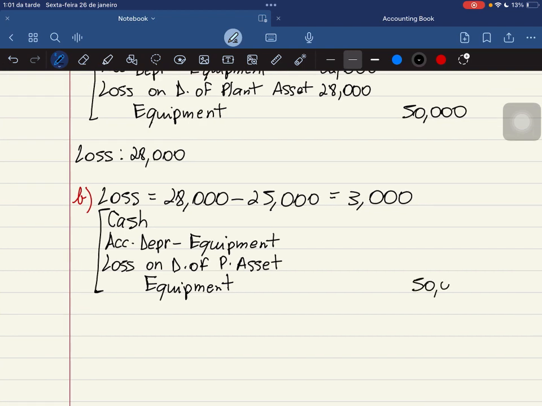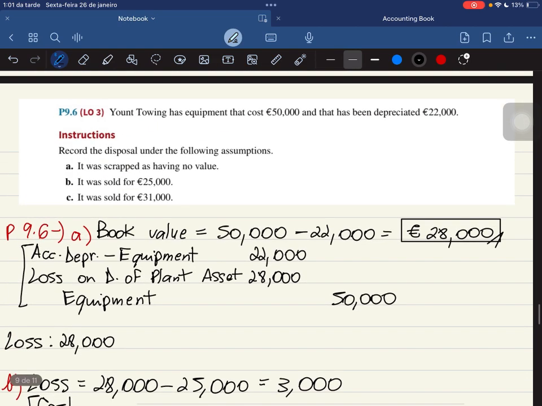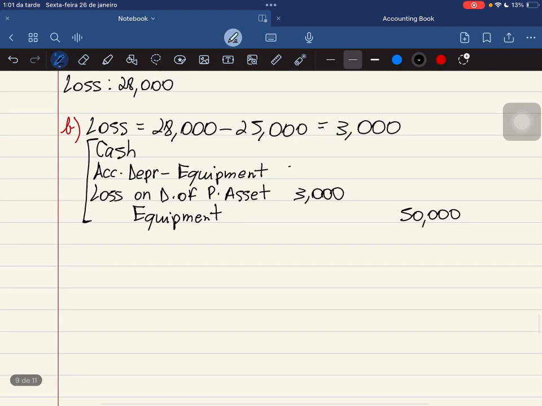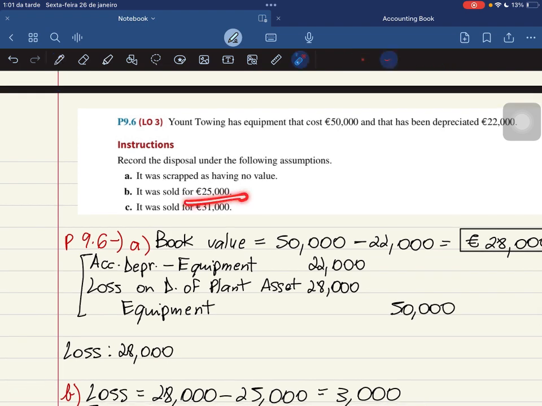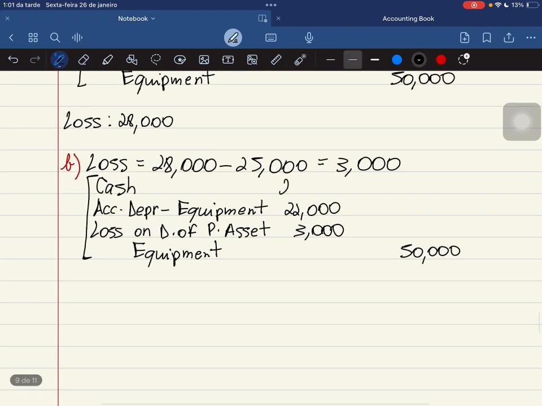The equipment is 50,000. The loss is 3,000. The accumulated depreciation up to that point was 22,000, right? This is the book value. And the cash, how much did you sell it for? You sold it for 25,000. So that cash has to go up. I'll tell you more about this position in a second. Let's see letter C.